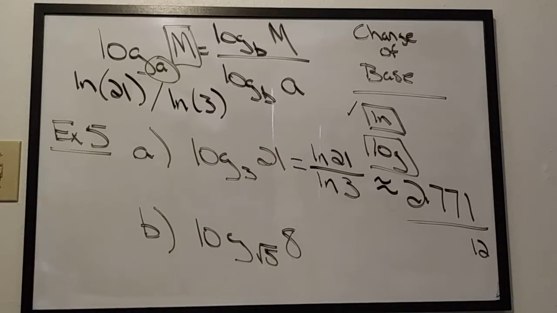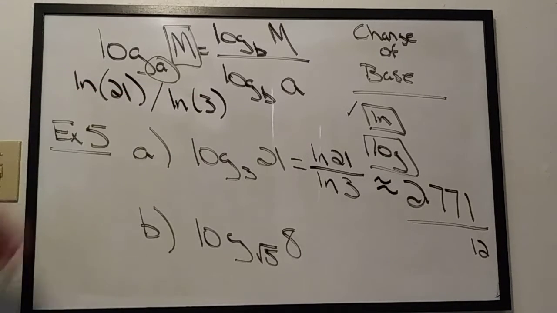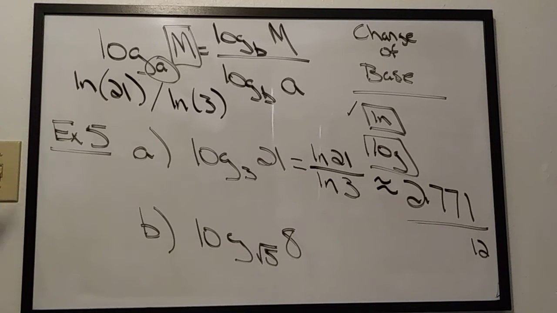Now, if that's not the answer that you got on your calculator, more likely than not, there's something wrong with how you're typing in those parentheses. So double check, make sure that you can get that. If you need to pause the video and make sure that you can get the 2.771, do that now. So now that we have that, then let's go ahead and try part B.